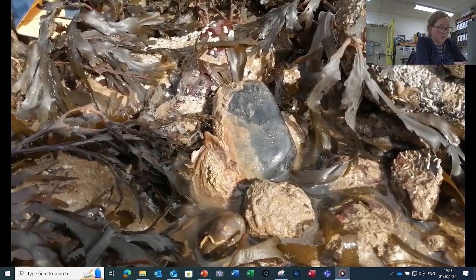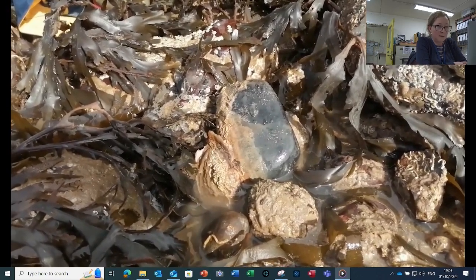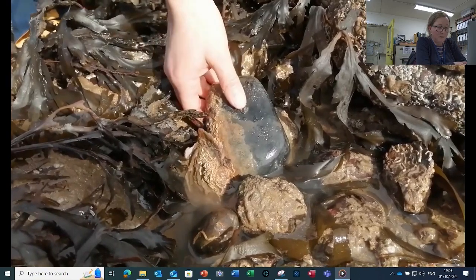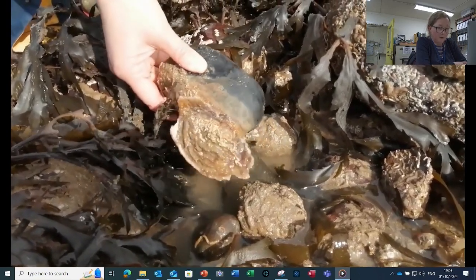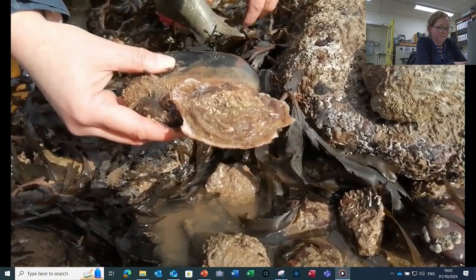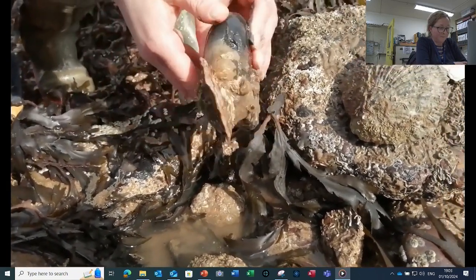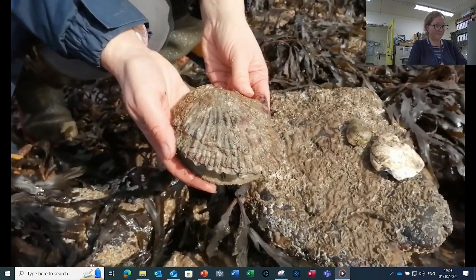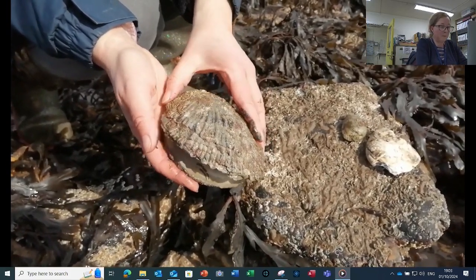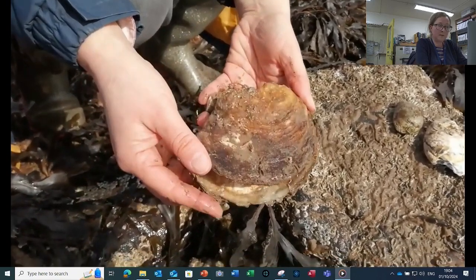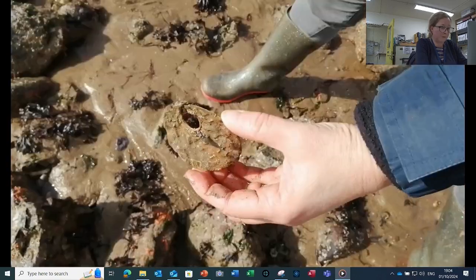And here we are. Can you see it? One live oyster. There you go, one gently cupped valve and one flat valve. This large one is an empty one, but you can see the cupped valve has gentle radial ridges on it. And there's the top of the flat valve.